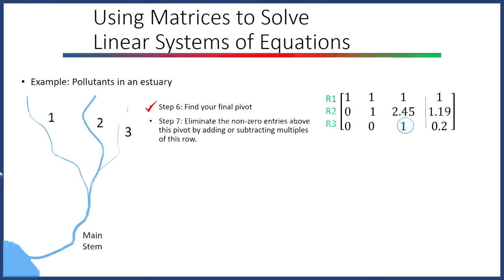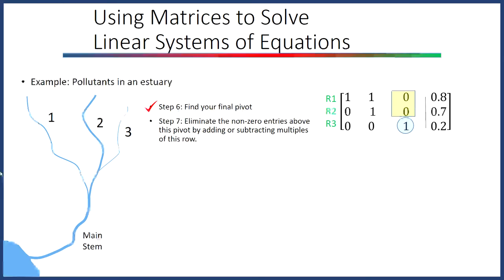Step 6 is to find our final pivot, which we've already done. Step 7 is to then eliminate the non-zero entries above this pivot by subtracting off multiples of this row. So we subtract 2.45 times row 3 from row 2, and we'll subtract 1 times row 3 from row 1. It gives us 0, 1, 0, 0.7 for row 2, and 1, 1, 0, 0.8 for row 1.